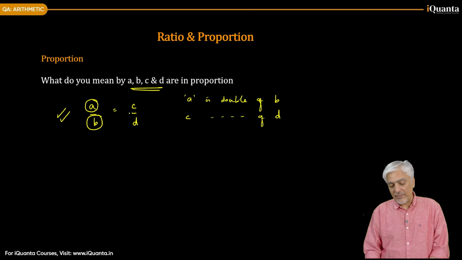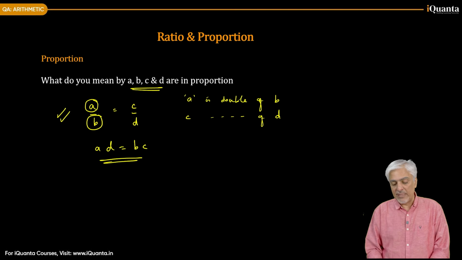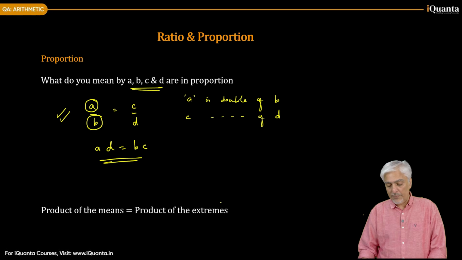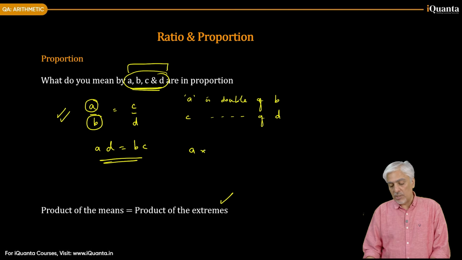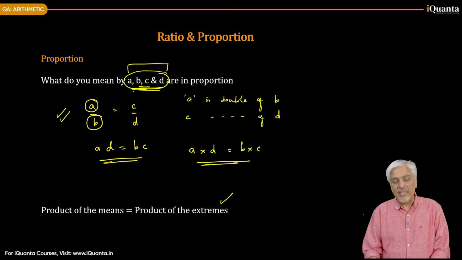What else can I get? If I cross multiply these two, I will get AD is equal to BC. I will get A multiplied by D is equal to B multiplied by C, which is also a very popular thing called the product of the means is equal to the product of the extremes. In these four terms, A and D are called your extremes. So the product of the extremes, A into D, is the same as the product of the means, that is B into C, where B and C are called the means.